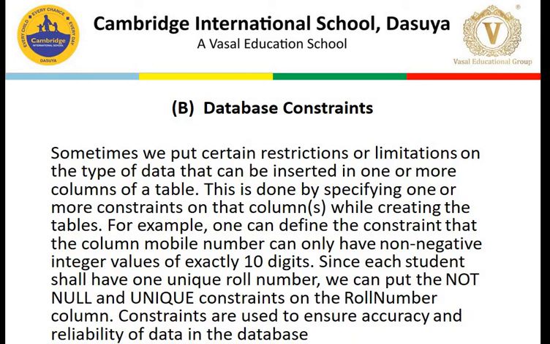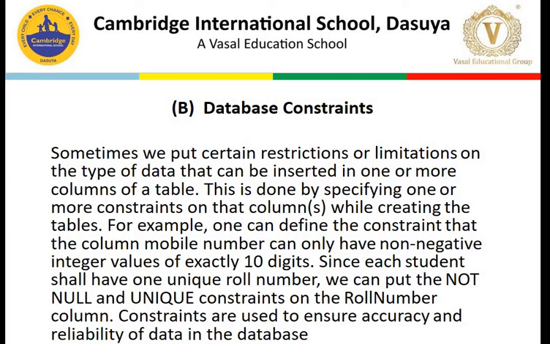This is done by specifying one or more constraints on the columns when creating the tables. For example, we are taking the example of a mobile number, and we say that the mobile number should contain exactly 10 digits, not 9, not 8, not 11. So this sort of conditions we can apply. Similarly, we can apply a condition on a student that the student roll number should not have a null value, which means it should have some value.